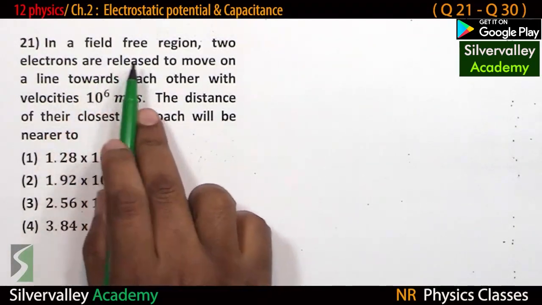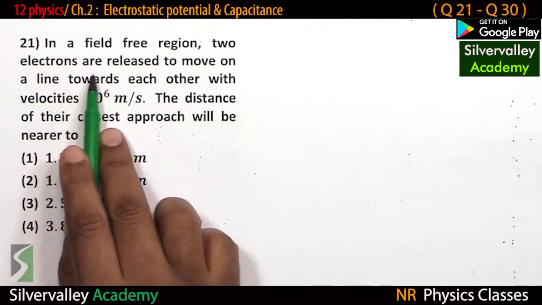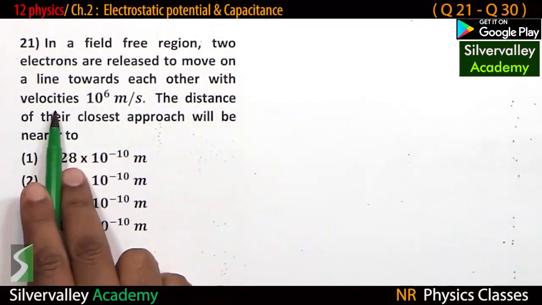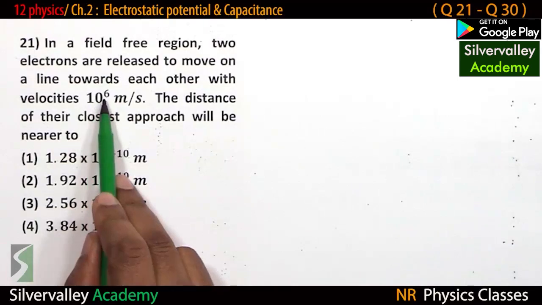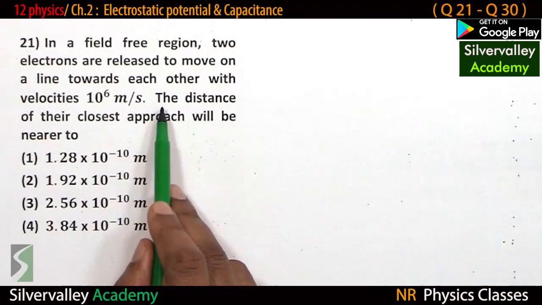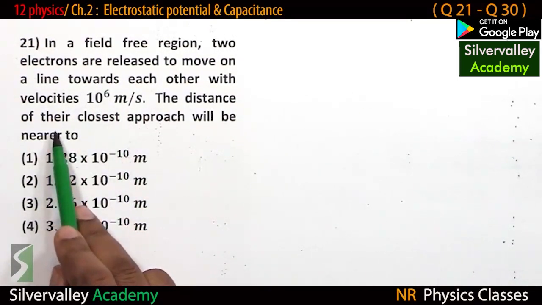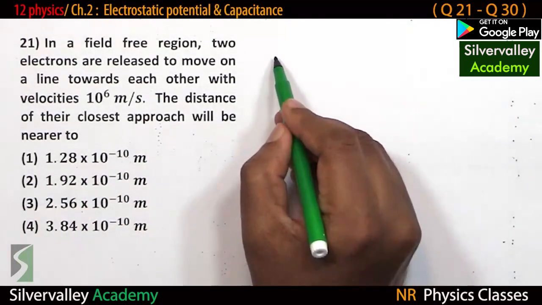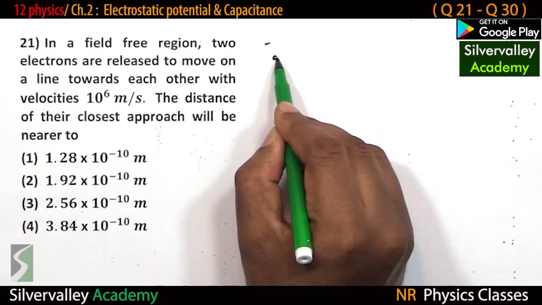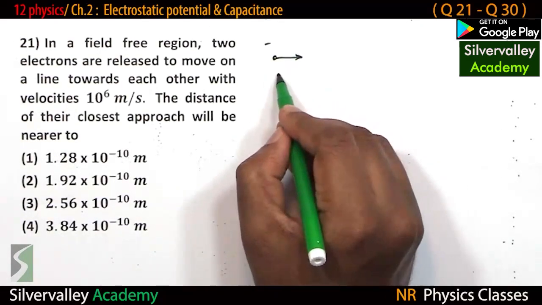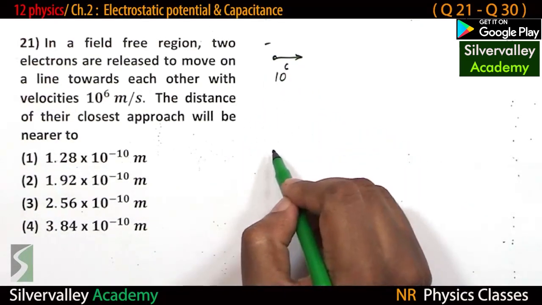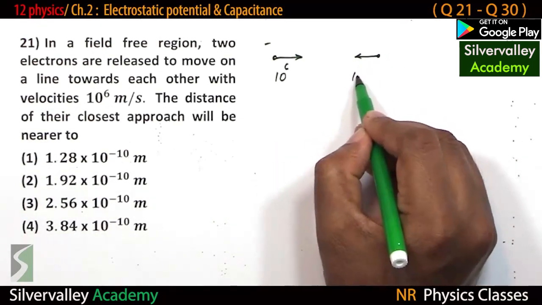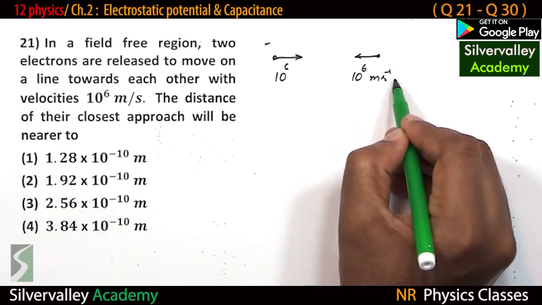In a field-free region, two electrons are released to move on a line towards each other with velocities 10 power 6 meter per second. The distance of their closest approach will be nearer to. One electron is moving with 10 power 6 meter per second, and another electron, 10 power 6 meter per second.